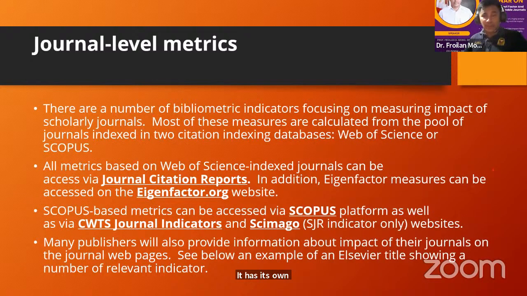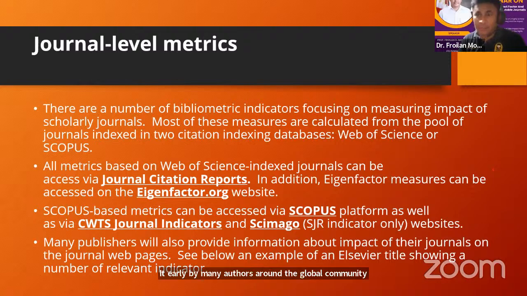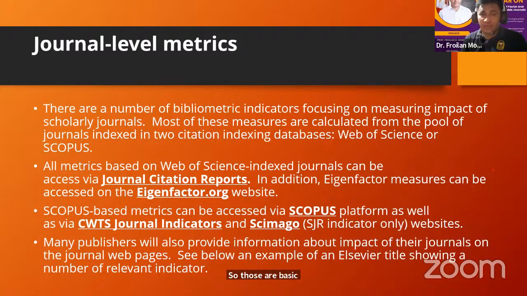Just like, for example, in Google Scholar, it has the number of articles which are being cited. We have the h-index and the i-index. Those metrics can help increase the reliability or reputability of the journal, which means the journal is really reputable because the articles it has published have already been cited or read by many authors around the global community. Okay, so those are the basic criteria on how to check.